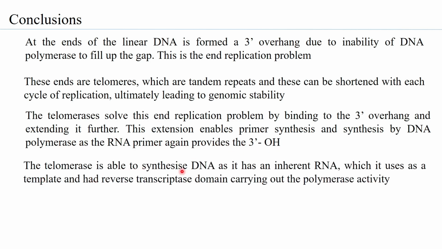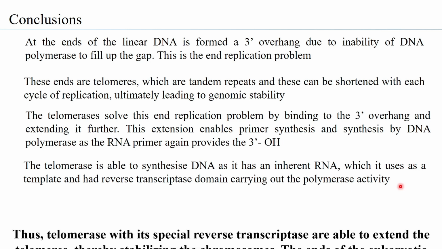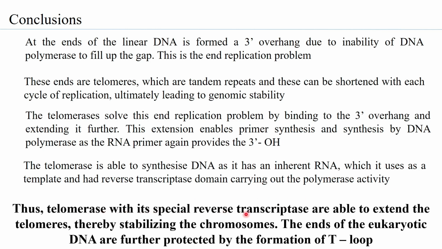The telomerase is able to synthesize DNA as it has an inherent RNA, which it uses as a template, as it itself is a reverse transcriptase, which uses this RNA to synthesize the DNA. Thus, telomerase with its special reverse transcriptase is able to extend the telomeres, thereby stabilizing the chromosomes. The ends of the eukaryotic DNA are further protected by the formation of the T-loop and a complex around it, thereby also protecting the telomeric ends from various DNA damage agents.